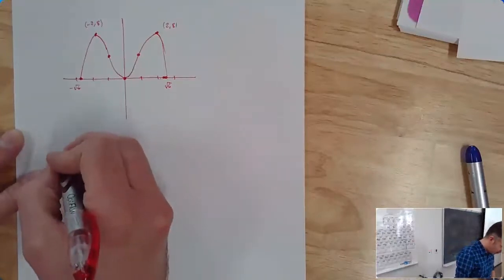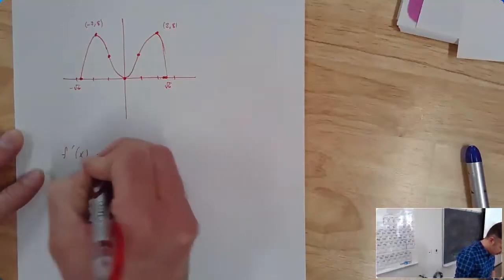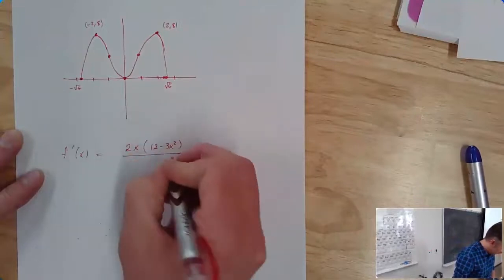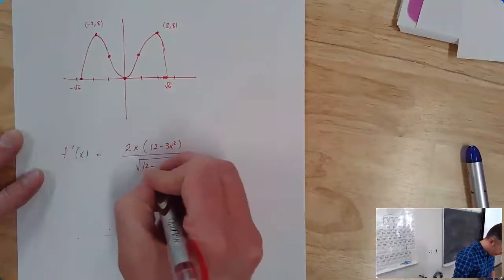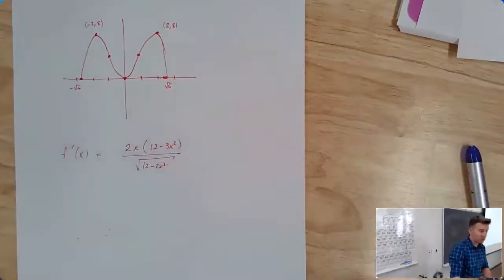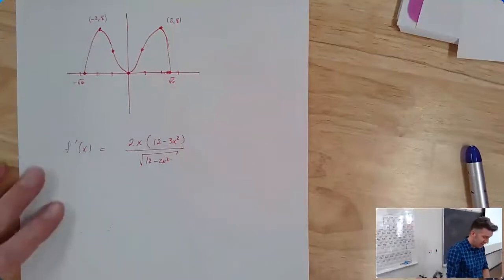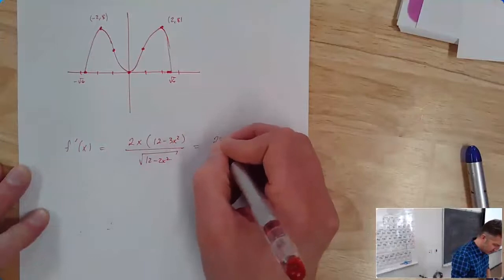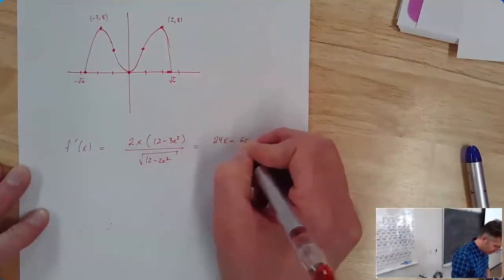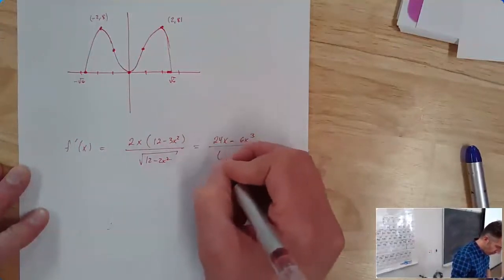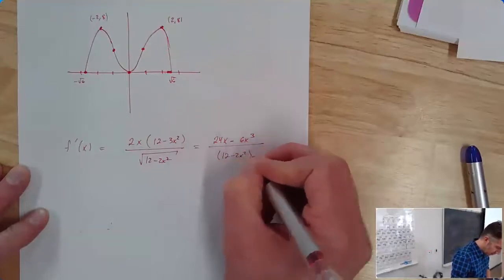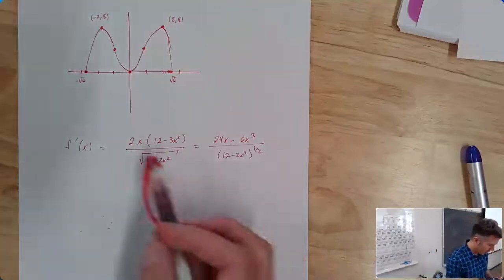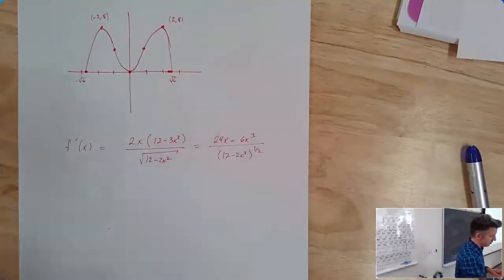So here's our first derivative, which is not pretty. Our first derivative is 2x times (12 minus 3x squared) over the square root of 12 minus 2x squared. And if I was going to take the derivative of this, which I'm going to do, I would probably make the top not factored out. I would write this as (24x minus 6x cubed) over (12 minus 2x squared) to the 1/2 power. That's the better starting place for me. I don't want to have to use the product rule in the top, but I don't really have to.